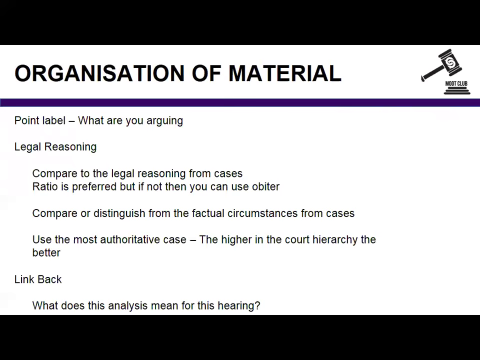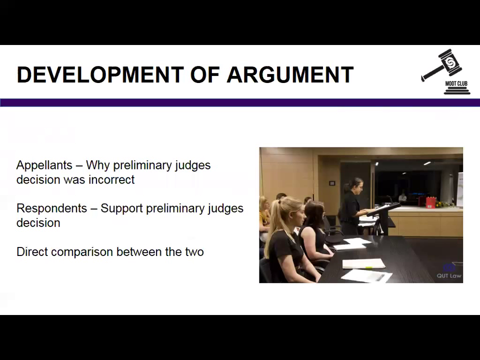So we're going a little bit more into the appellants and the cross appeal. The appellants will be saying why the preliminary judge's decision was incorrect, and then the respondents will be supporting the preliminary judge's decision. Sometimes there might be a cross appeal where the respondents will also be appealing one part of the decision of the preliminary judge. Does everyone sort of understand that? They might be disagreeing with one of the decisions that the preliminary judge held, but they're the respondent because they've appealed it second. It can be difficult to understand, but when you get the problem, it'll be easier to see what you're looking at.